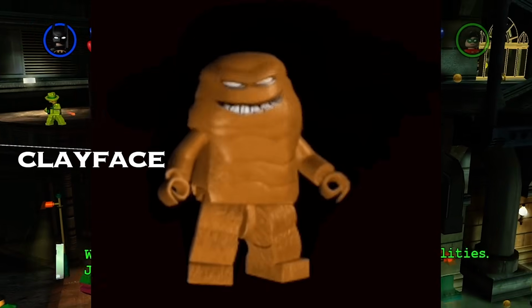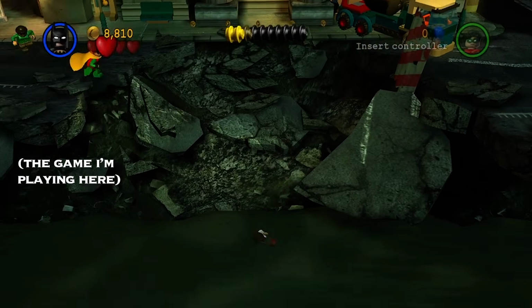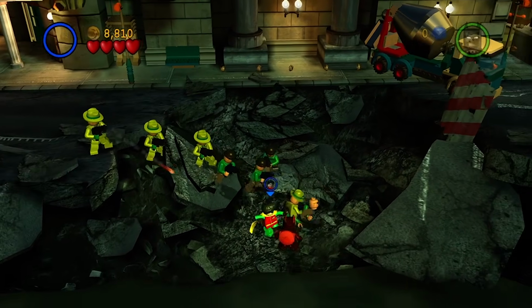Clayface. Clayface is a villain in the Batman universe who made his first appearance in the LEGO Batman video game in 2008, and then would also be an unlockable character in LEGO Batman 2.